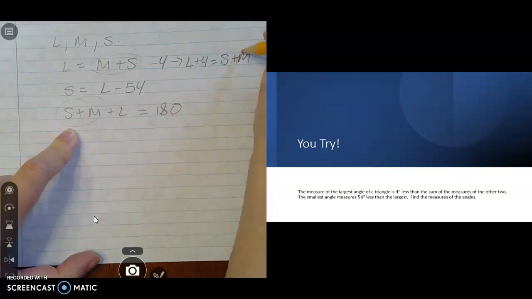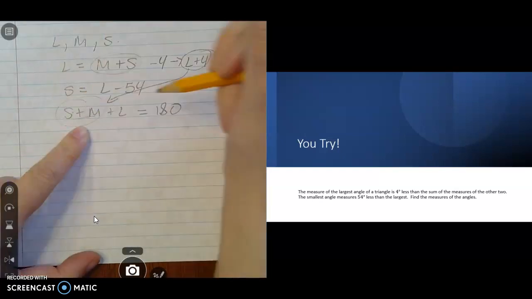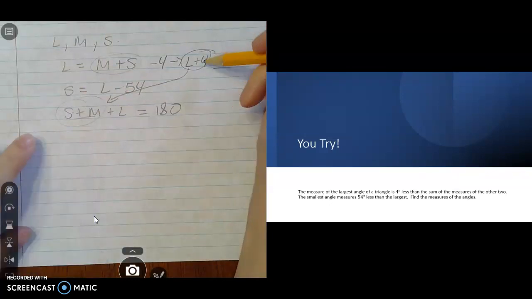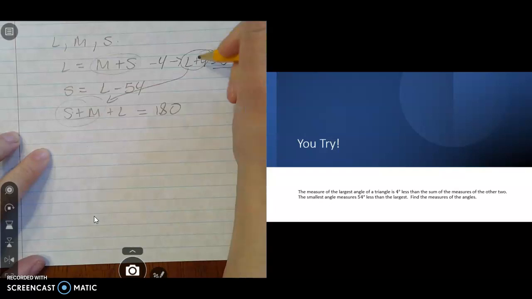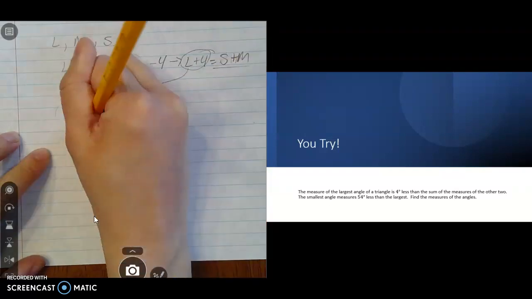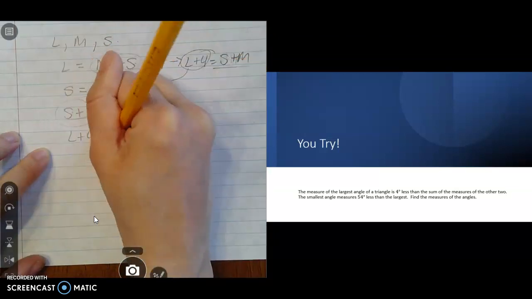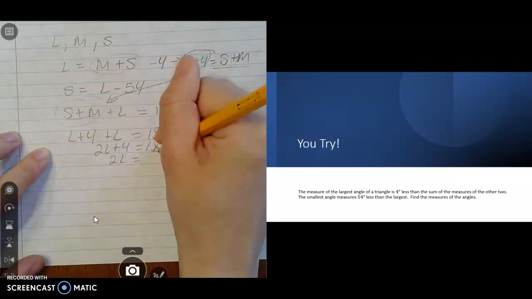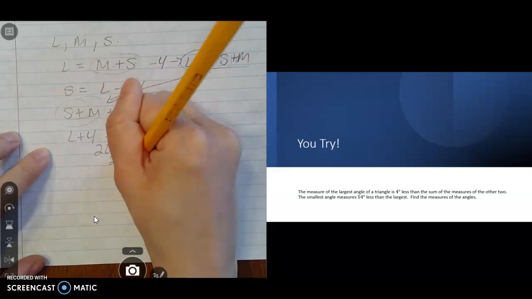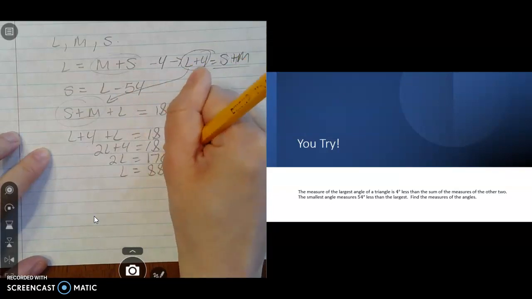And then what I can do is put L plus 4 right here for S plus M because those things match. Those are exactly the same. And then I only have one variable in that equation instead of 2, which makes my solving a little bit faster. So that's probably what I would do. I would do L plus 4 plus L equals 180. I can combine like terms and say 2L plus 4 equals 180. Subtract 4 from both sides and have 2L equals 176. And then divide both sides by 2. So my largest angle is 88 degrees.